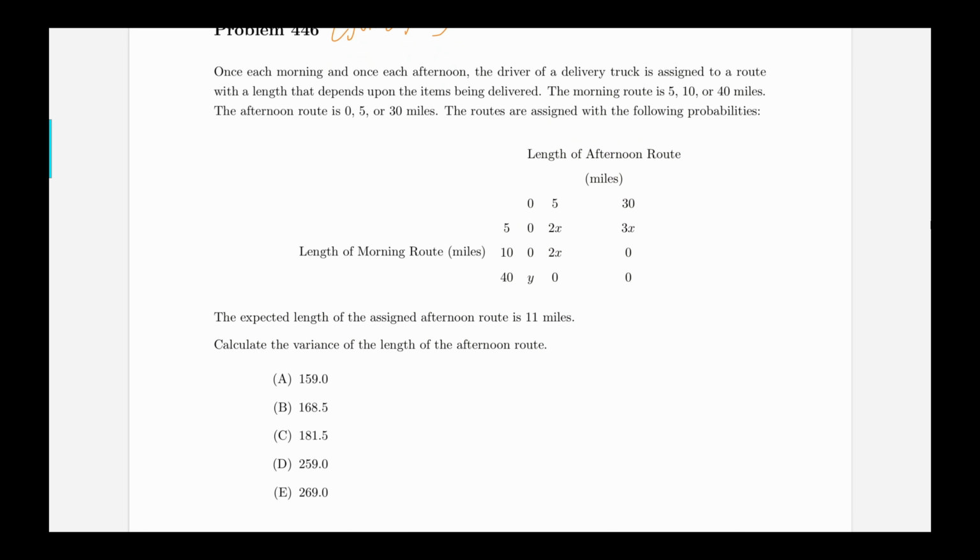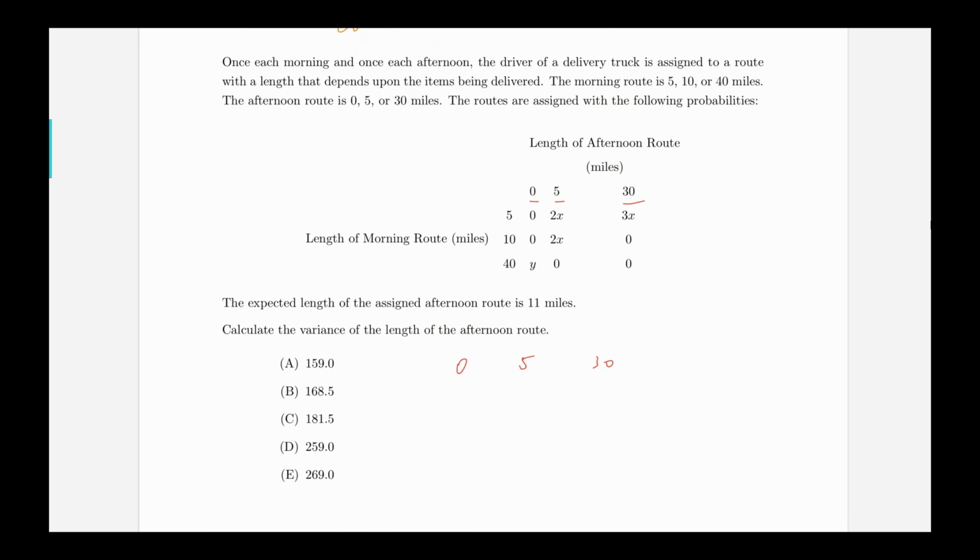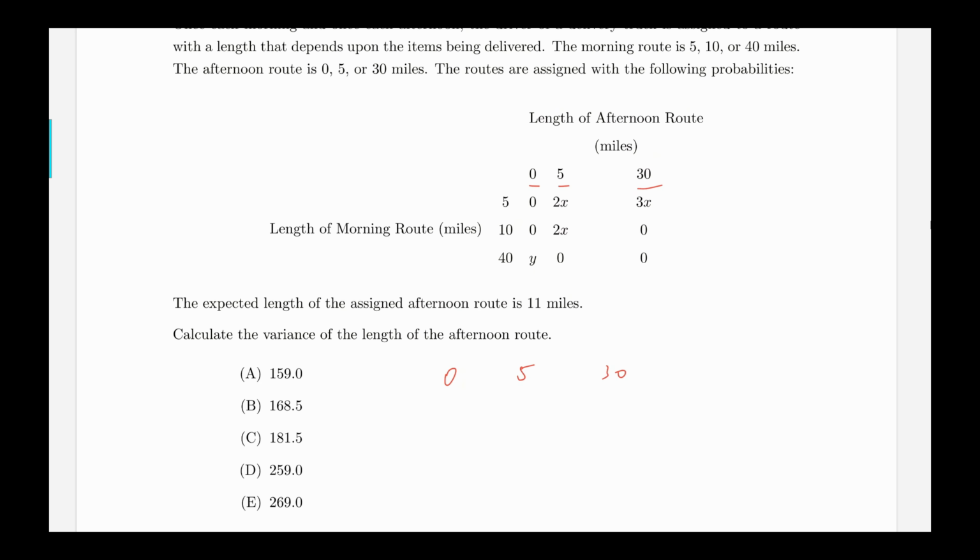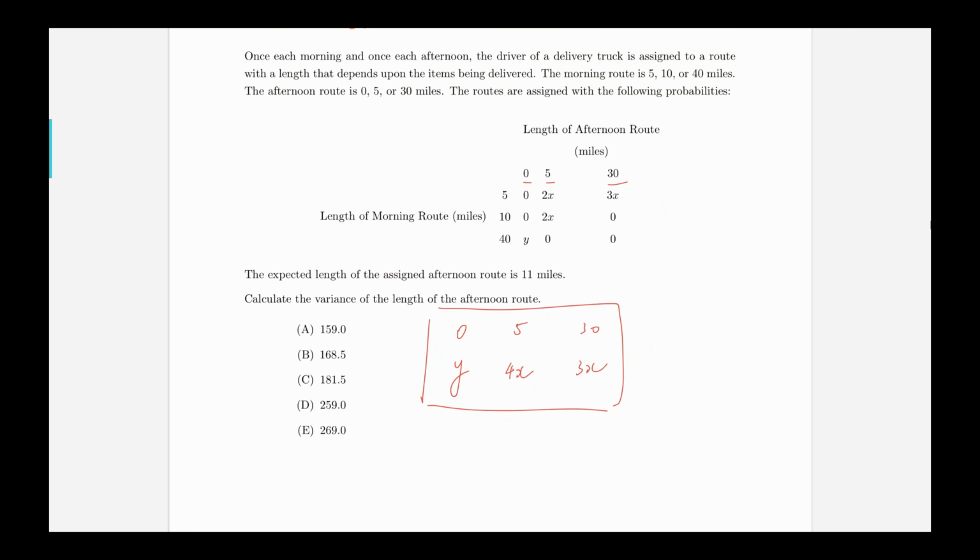If we only focus on the afternoon, we don't make distinctions about what's going on with the morning. We just treat them to be the same. So there are 3 cases: 0, 5, and 30. And for the rest, I just combine these probabilities together. For the 0 case, 0 plus 0 plus y equals y. For the 5 case, 2x plus 2x plus 0 equals 4x. For the 30 case, 3x plus 0 plus 0 equals 3x. So this is the probability distribution for just the afternoon.